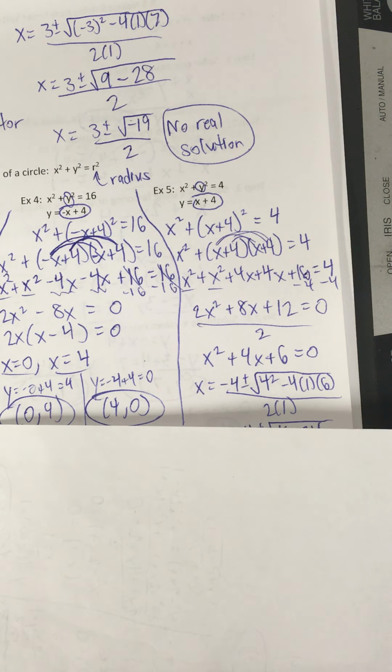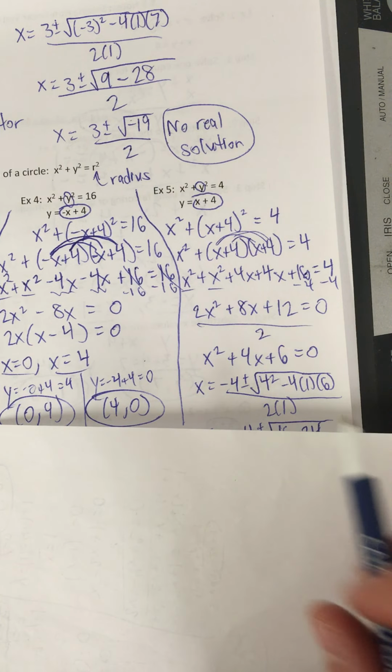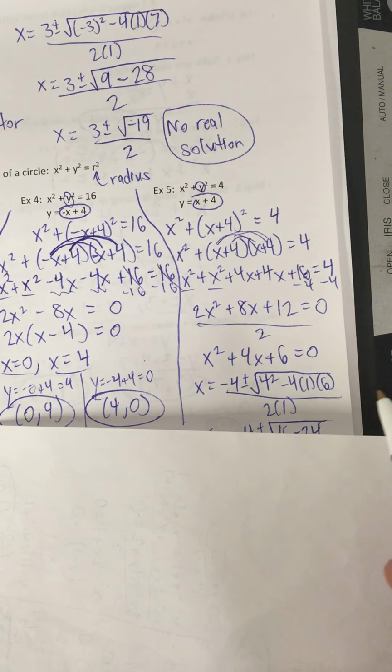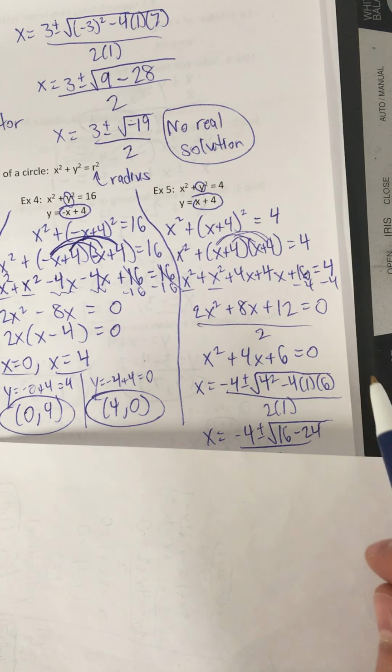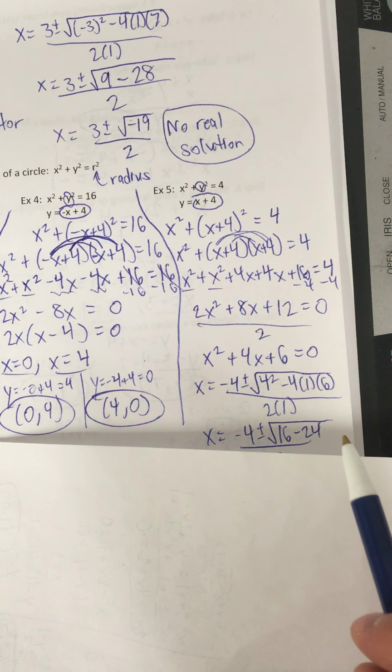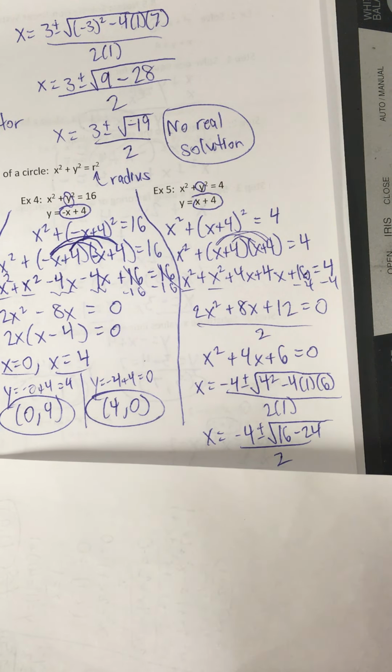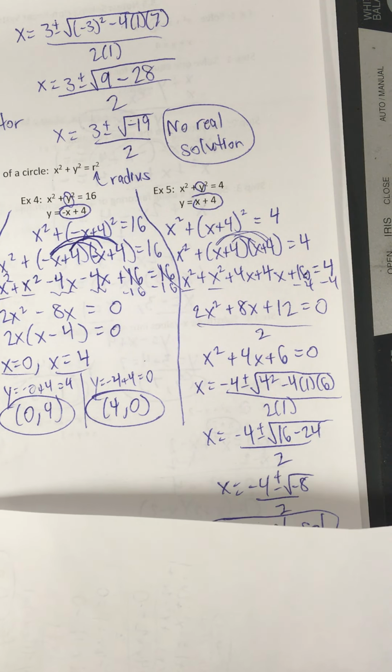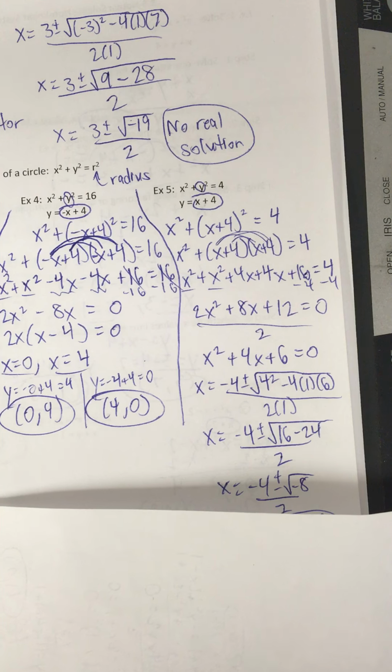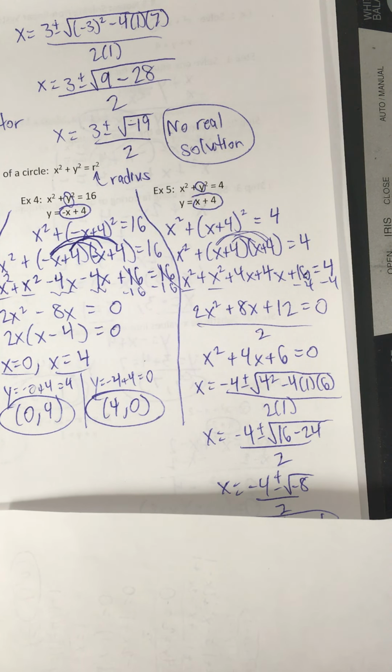When you plug it in, negative b, so negative 4 plus or minus square root of 4 squared minus 4 times 1 times 6 all over 2 times 1. And work out what's inside. 4 squared is going to be 16. Negative 4 times 1 times 6, negative 24. All over 2 times 1, which is 2. And what's 16 minus 24? Negative 8. So I'm getting this. Negative 4 plus or minus square root of negative 8 all over 2.